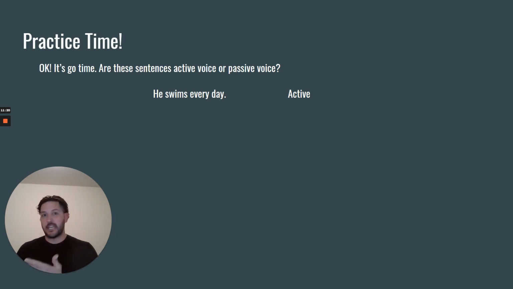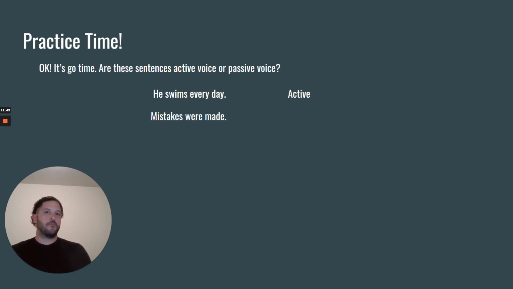The subject is here, he. The verb is swims. And actually, we don't have an object. If you don't have an object in a sentence, you can't make the passive voice. That is for another video. This is part 1. I will have other videos about the passive voice. Remember, today, really easy.